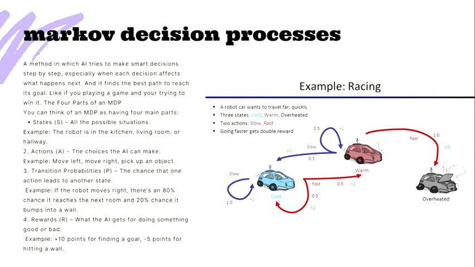Third, transition probabilities, the chance that one action leads to another state. For example, if the robot moves right, there's an 80% chance it reaches the next room, and a 20% chance it bumps into the wall. Fourth, rewards, what the AI gets for doing something good or bad. For example, plus 10 points for finding a goal or reaching a room, and minus 5 points for hitting a wall.